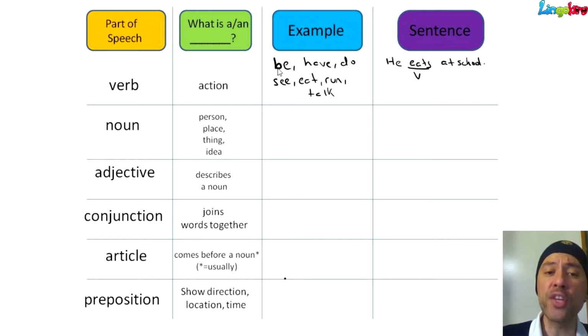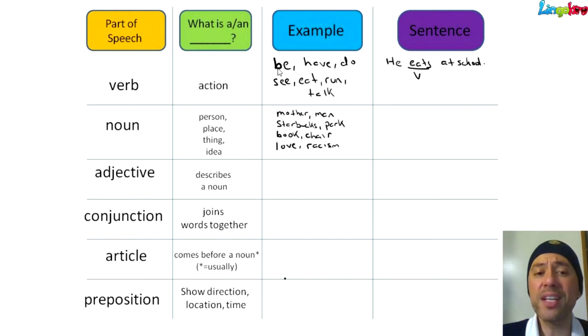A noun is a person, place, thing, or idea. So let's look at some examples. A person could be mother or a man. It could be a place such as Starbucks or a park. We play in a park. It could be a thing. A thing could be a book or a chair. And then idea, when we think of ideas, it could be something like love, or it could be racism. Those are ideas. Okay? So these are all examples of nouns.